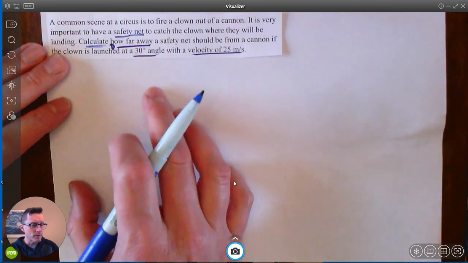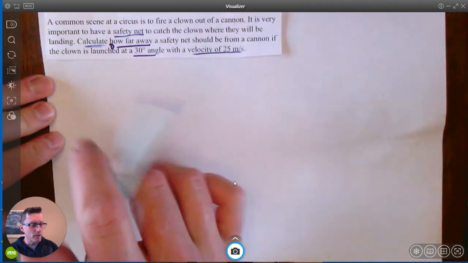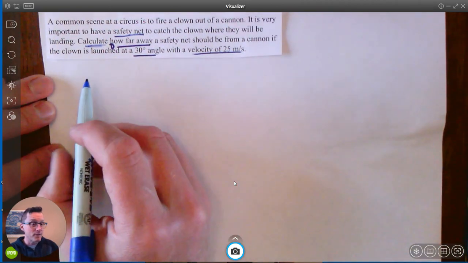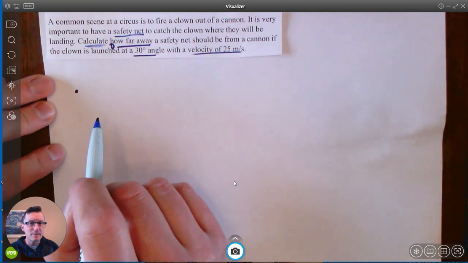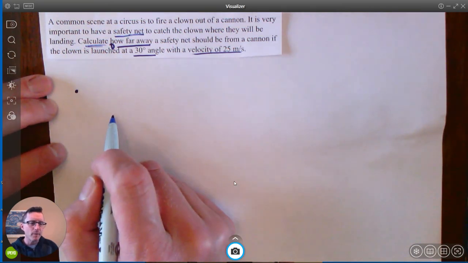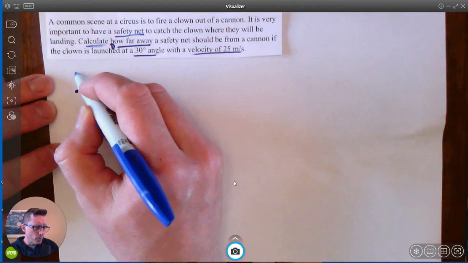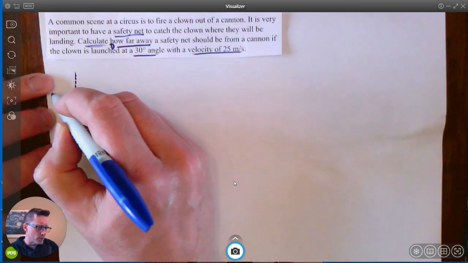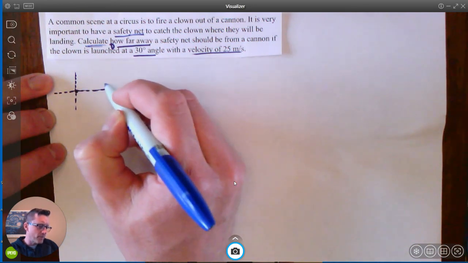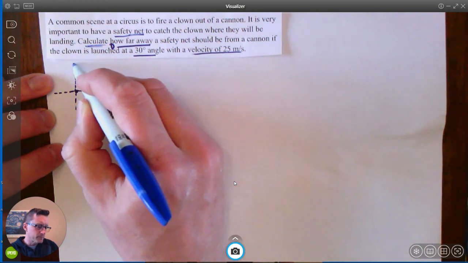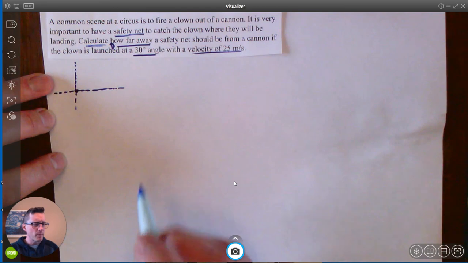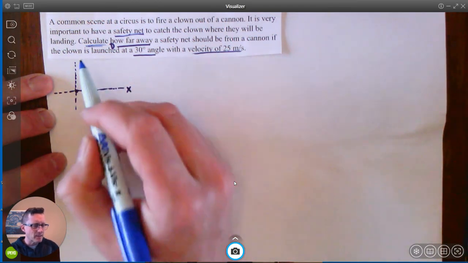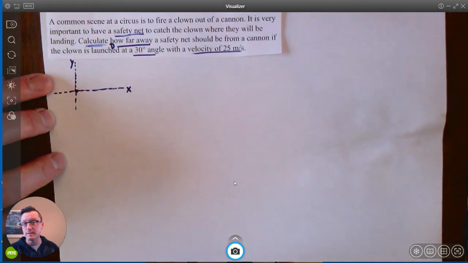Well, first we start by drawing our picture, okay? I'm just going to simplify things. Here's our clown. I'm just going to use a dot. That makes it as simple as possible. And then let's say this clown was at the origin of an X and Y graph. Where would 30 degrees be there? Would that be closer to the X axis or closer to the Y axis?